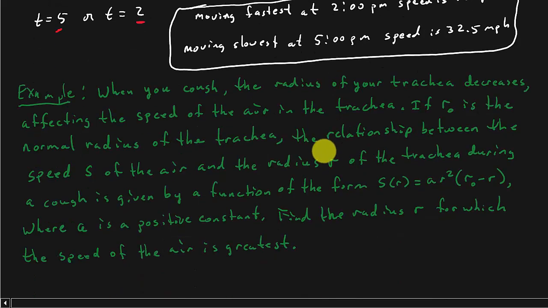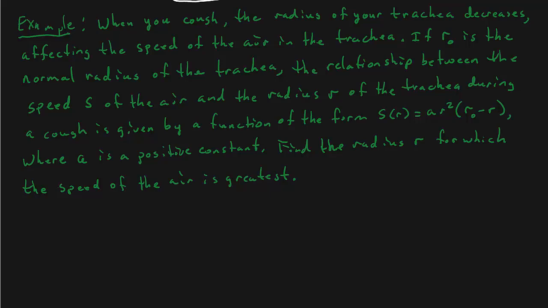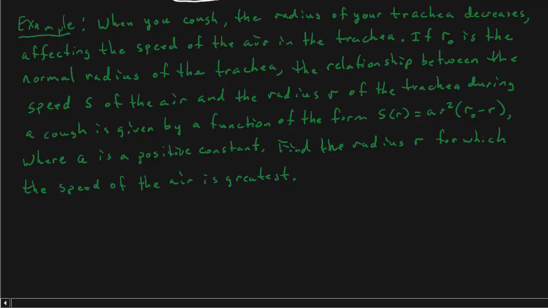All right, let's look at this one. All right, so it says, when you cough, the radius of your trachea decreases, affecting the speed of the air in the trachea. If R0 is the normal radius of the trachea, the relationship between the speed s of the air and the radius r of the trachea during a cough is given by a function of the form.